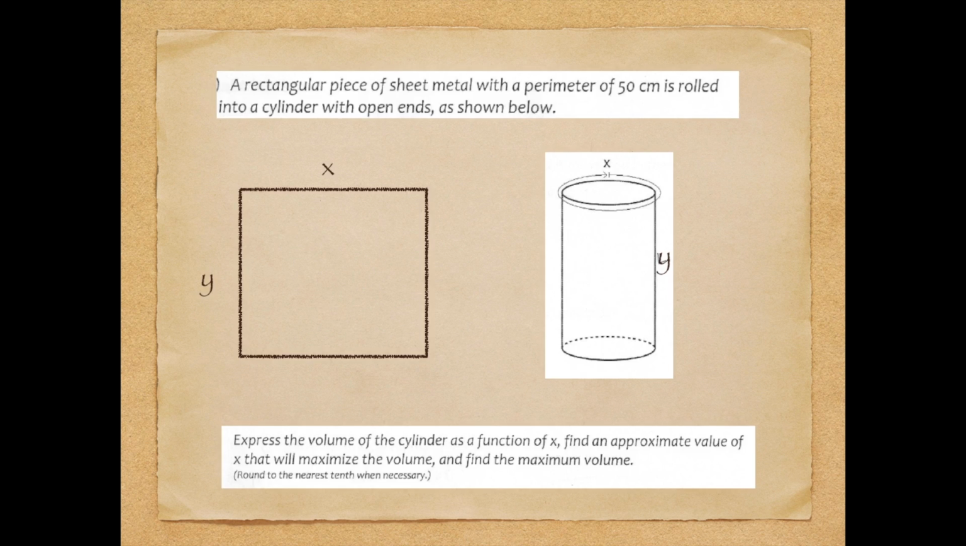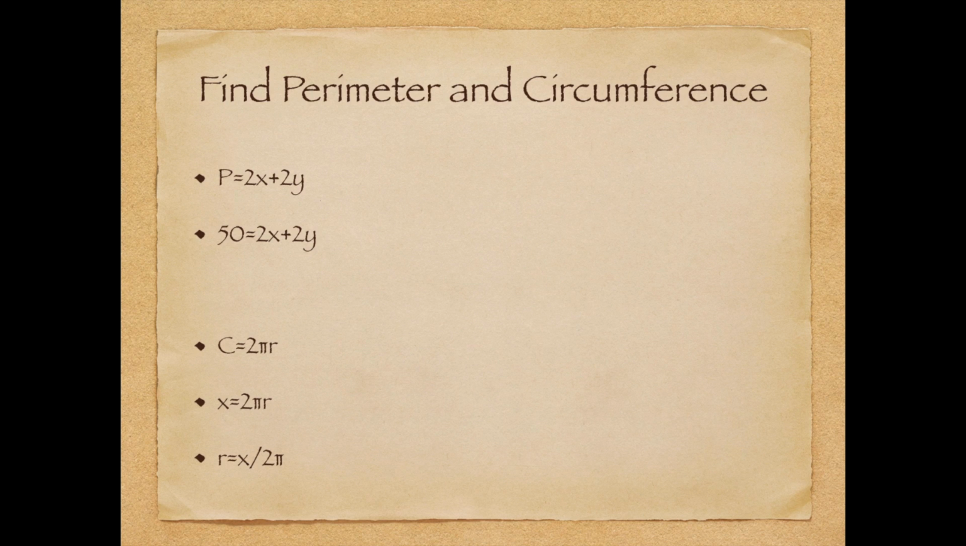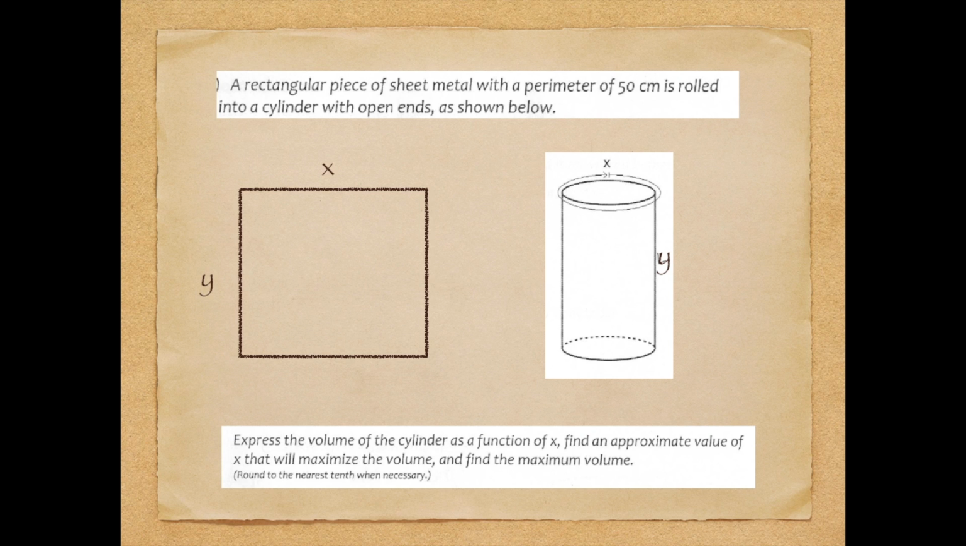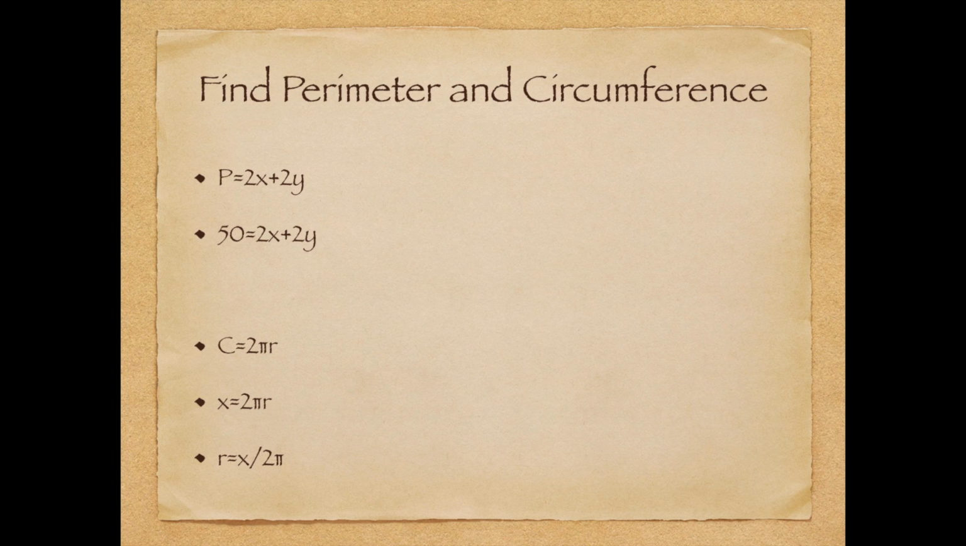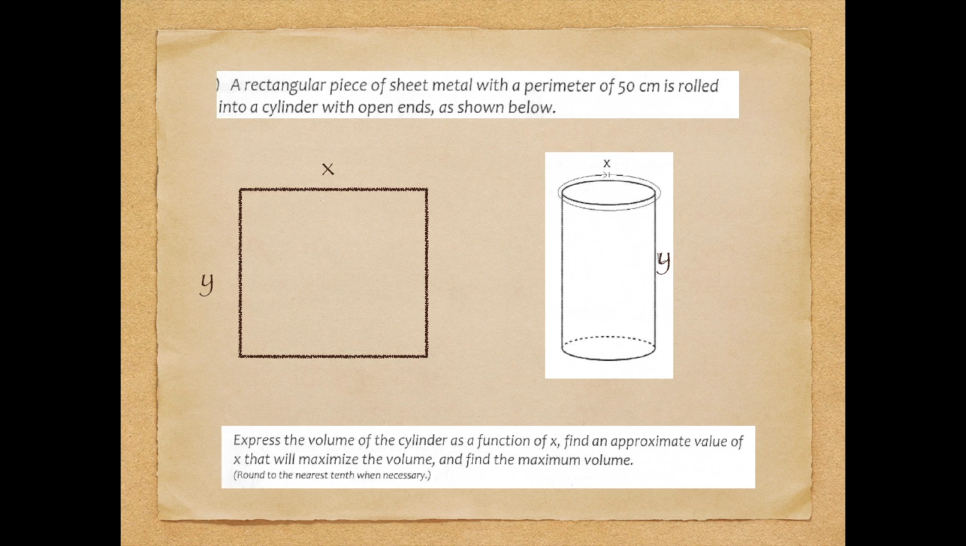The perimeter of that sheet of metal is going to be just 2x plus 2y equals 50, since we have 50 centimeters to work with. So that's our perimeter, pretty easy stuff there. And the circumference of the top of the cylinder, since it's open, doesn't really matter because the volume is still going to be the same.